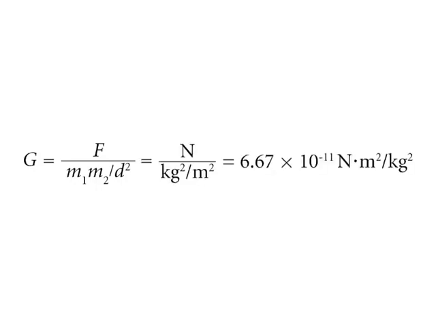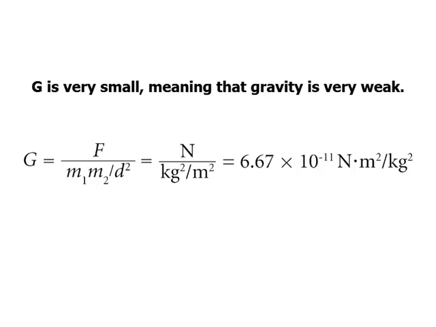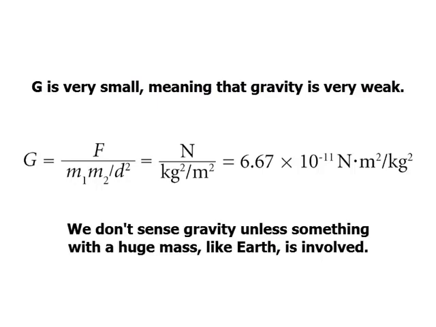G equals 6.67 times 10 to the negative 11 newton meters squared per kilogram squared. The value of G tells us that gravity is a very weak force. It's the weakest of the presently known four fundamental forces. We sense gravitation only when masses like that of Earth are involved.